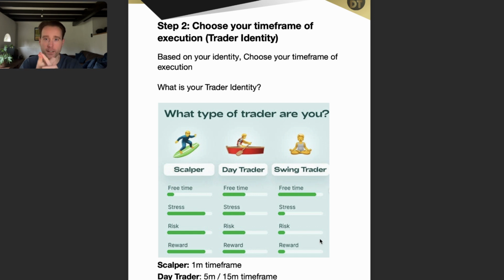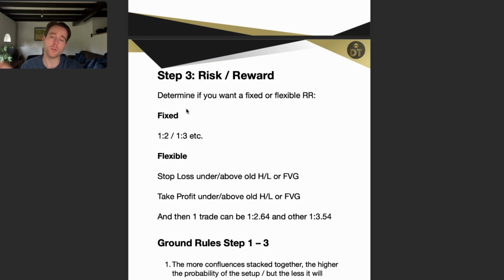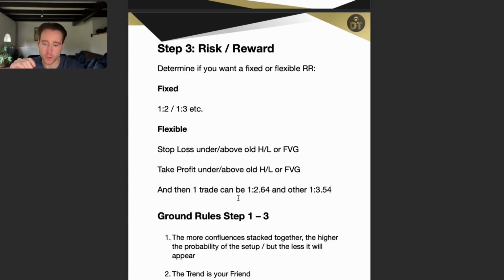So the confluences, and you have your trade identity. Let's go to the next step, your risk to reward. Determine if you want to have a fixed or a flexible risk to reward. Fixed, you have a set 1 to 2, 1 to 3. Flexible, you can have your stop loss under a higher low or fair value gap, take profit under or above a higher low or fair value gap.